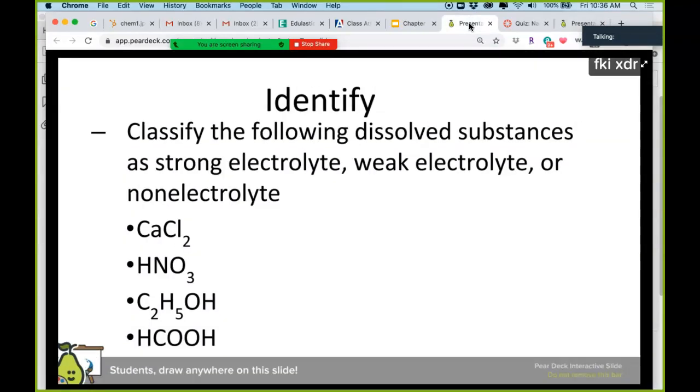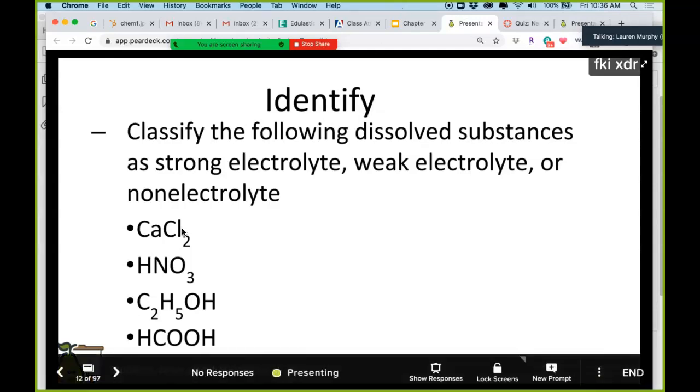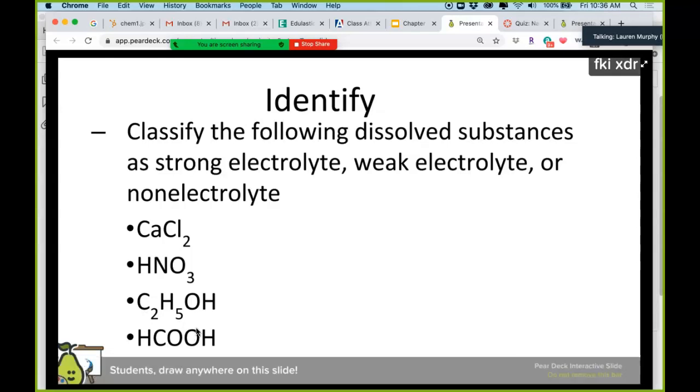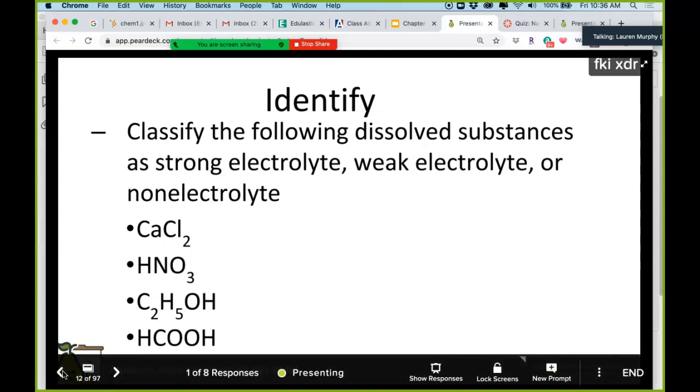All right, so I would like you to take a minute. I'm going to let you do this. I want you to decide whether these are strong electrolytes, weak electrolytes, or non-electrolytes based on what it means. So strong electrolytes are strong bases, strong acids, and salts. Weak electrolytes are weak acids or weak bases. And then non-electrolytes are covalent or molecular compounds made up of mostly or entirely non-metals. So I'm going to give you a minute and then I'll go over the answers.